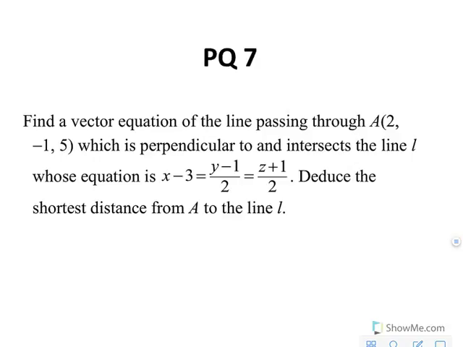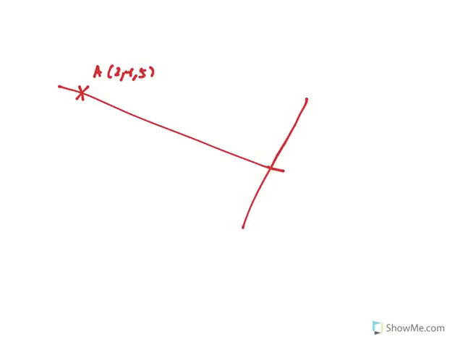So remember what I told you just now. This line passes through A, 2, negative 1, 5, is perpendicular to and intersects another line. Let me write a new page. This other line here is x minus 3 equals y minus 1 over 2 equals z plus 1 over 2. What can I do?